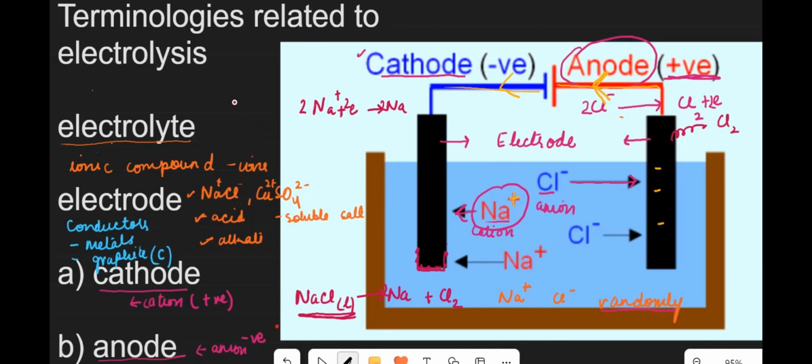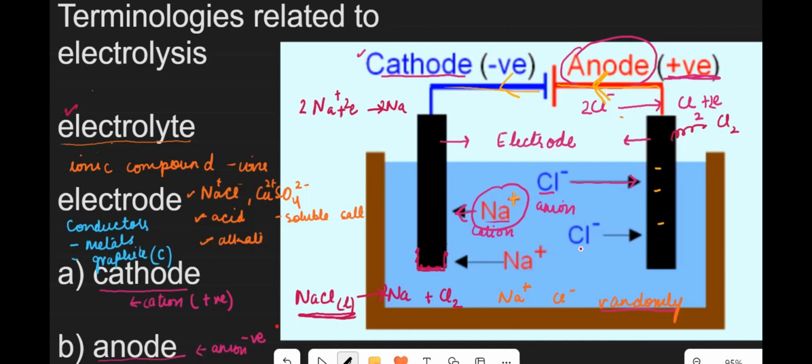So basically, an electrolytic cell in which the electrolysis takes place comprises two basic components, or you can say three components. Number one, most importantly, that which gets decomposed, that's an electrolyte, right? Which is an ionic compound. And then the DC current needs to be passed into the electrolyte for its decomposition.